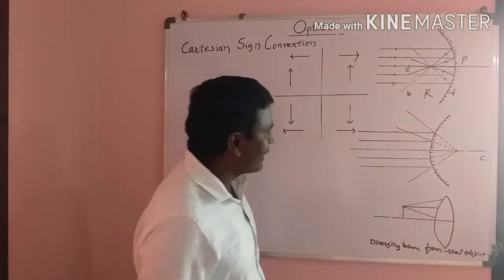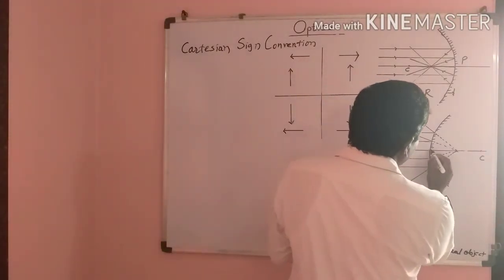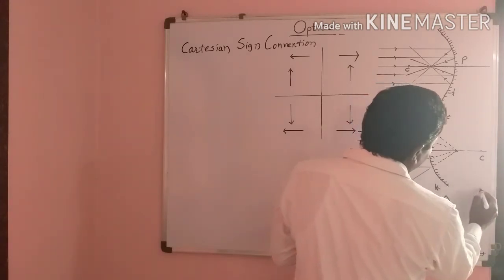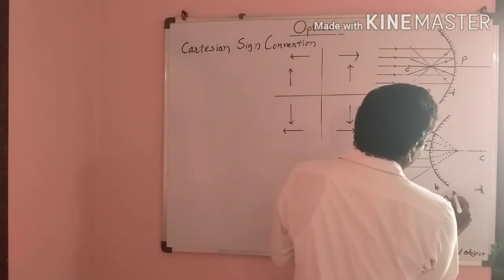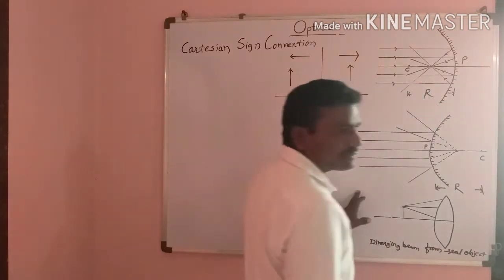If we consider this convex surface, this is the geometrical pole, and the distance between that geometrical pole and the center is called the radius of curvature, denoted by R.